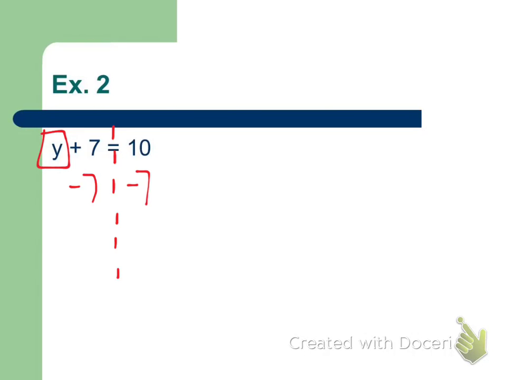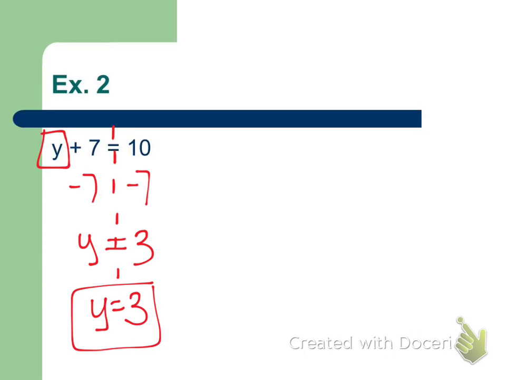So when we subtract 7 from both sides, we get y equals 3. And then that's it. Y equals 3. That's my final answer. If you're not sure if you got the right answer, plug it back in. Go back up to the top and say, instead of a y, I'm going to put in a 3. And I'll ask myself if it comes out correctly.